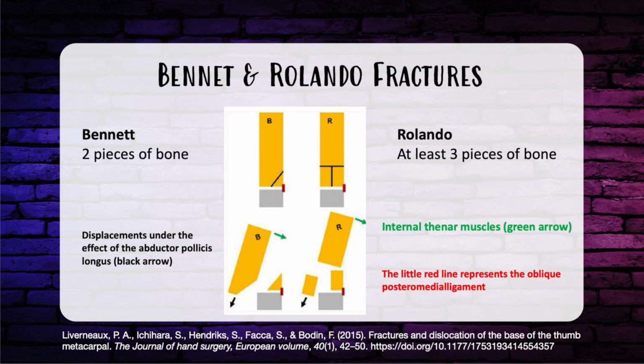So basically either 3 or more pieces of bone. The reason I keep saying 3 pieces of bone and 2 for the Bennett is the way to remember it. With Bennett fracture, you have 2 syllables, Bennett. So you can think of it as you have to have only 2 pieces of bone, a fracture fragment and then the metacarpal. With a Rolando fracture, you have 3 syllables, Rolando. So you have at least more than 1 fracture fragment and then the metacarpal. So at least 3 or more bones.